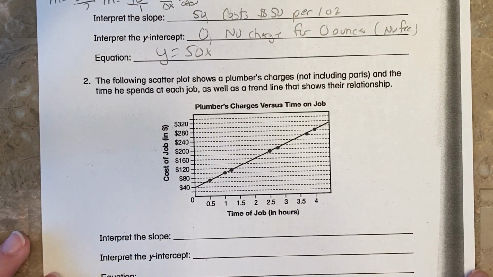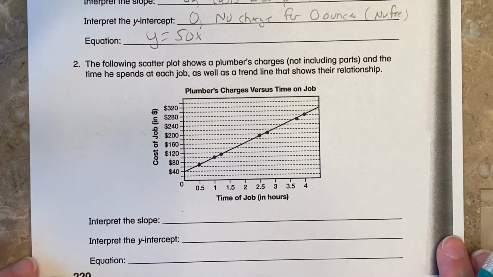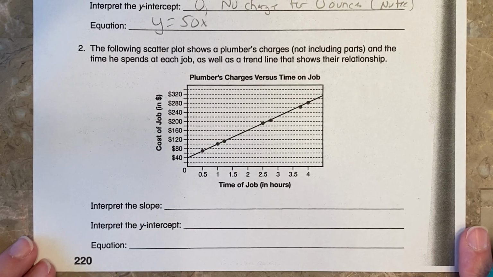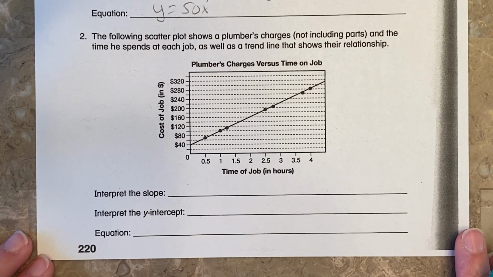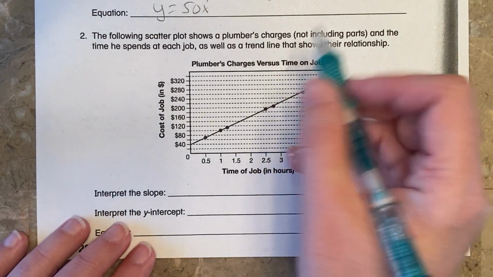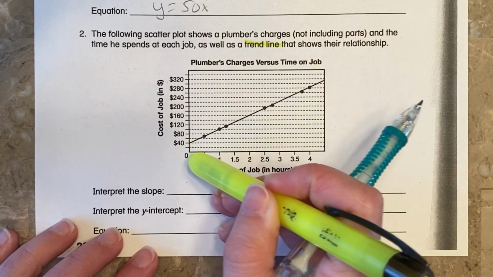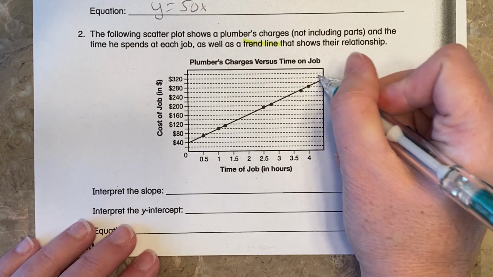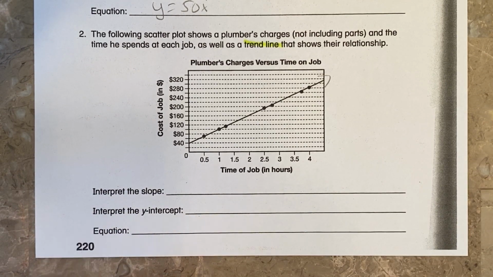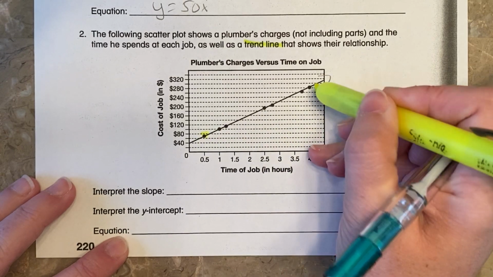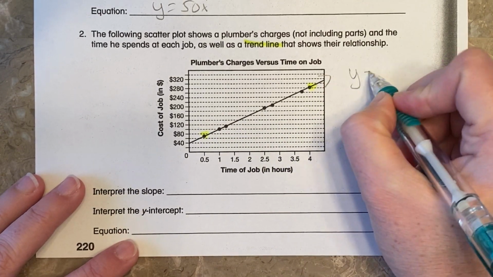All right, last question. The following scatter plot shows a plumber's charges and the time he spends at each job, as well as a trend line. Again, trend line just means your line of best fit, which is this line through the dots. All right, so it looks like we're going to do the same exact thing. So we're going to pick our lowest and our highest.